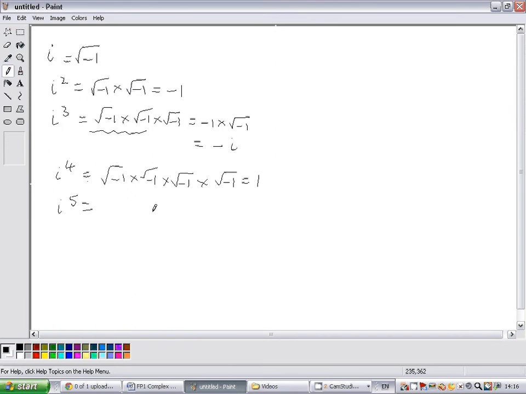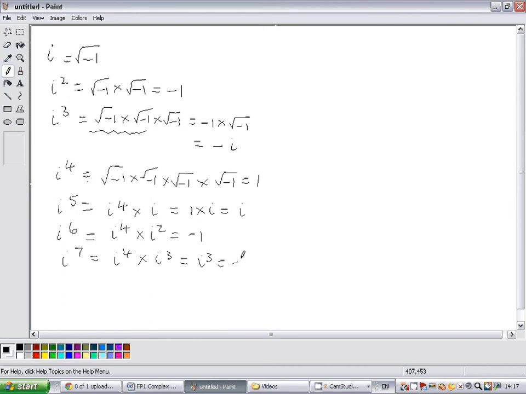Now if I just do the next step, i to the 5, rather than writing them all out in a long line, you can say, well, that's i to the 4 multiplied by i. We know i to the 4 is 1, so it's 1 times i, which is just i. Similarly, i to the 6 will be i to the 4 times i squared. i to the 4 is 1, and we know that i squared is minus 1. And you'll see that we're going to come up with the same pattern again as we had up at the top. So i to the 7 will be the same as i cubed, because i to the 4 is just 1.